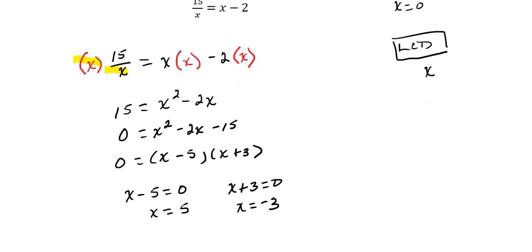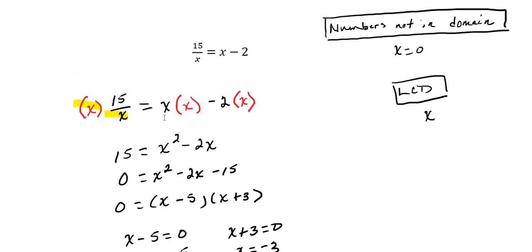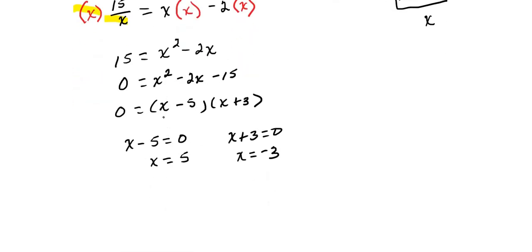Now, once I get here, I'm not done. I have to go back and be sure that these numbers are in my domain. Scrolling back up to the top, I can see that the only number that was not in my domain was 0. So these two numbers, negative 3 and positive 5, are my solutions.